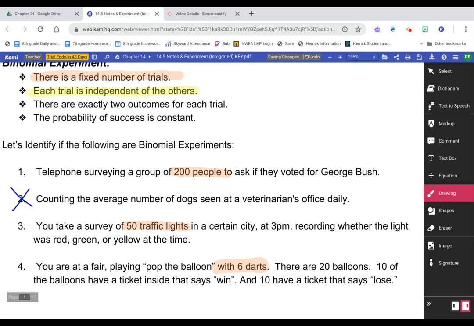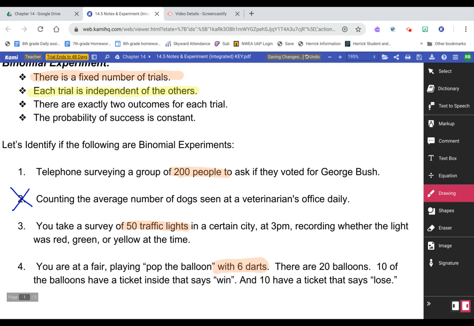Number 3, you take a survey of 50 traffic lights in a certain city at 3 p.m., recording whether the light was red, green, or yellow at the time. This trial is independent because if you look at the first light and it's red, that does not affect whether the second light will be red, yellow, or green. So number 3 meets. Number 4, you are at a fair playing Pop the Balloon with 6 darts.